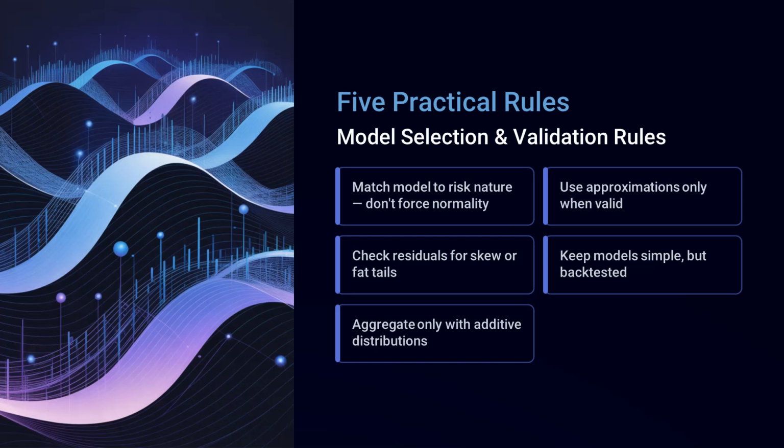Number 4. Simplicity is a strength, but only if validated. A simple model that works beats a complex one that doesn't generalize. And number 5. Test divisibility. When aggregating risk counts or losses, use models like Poisson or Normal that preserve structure when summed.